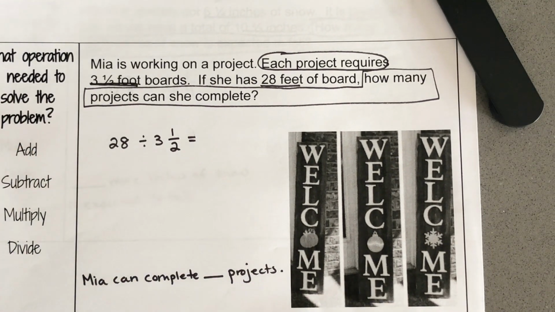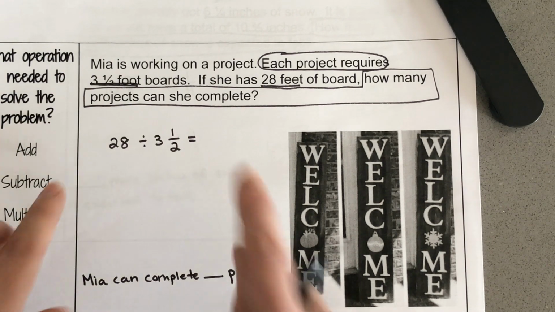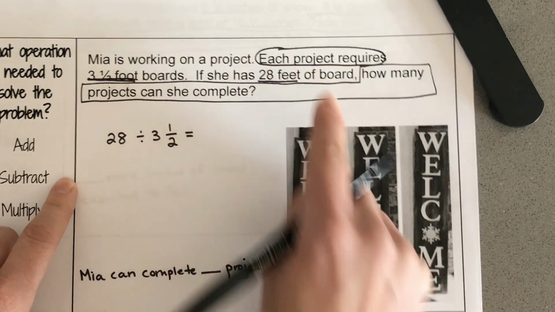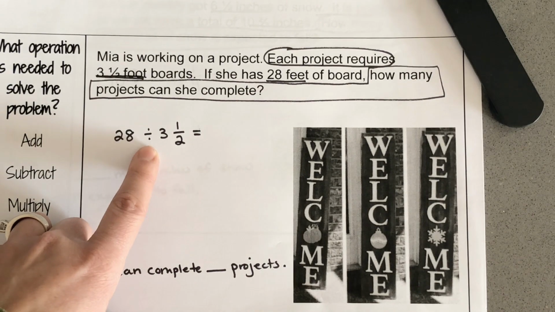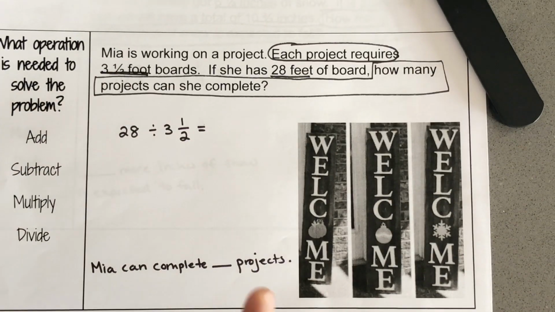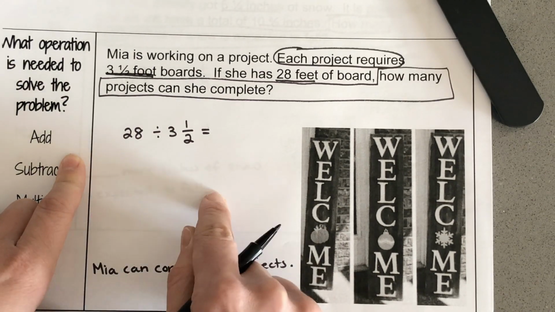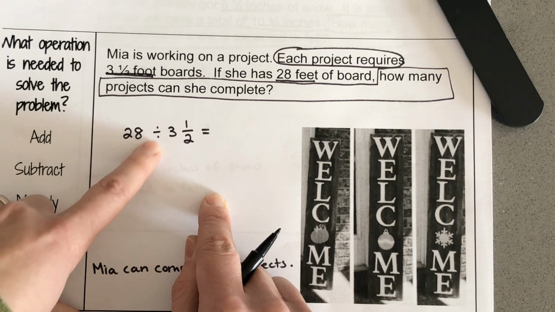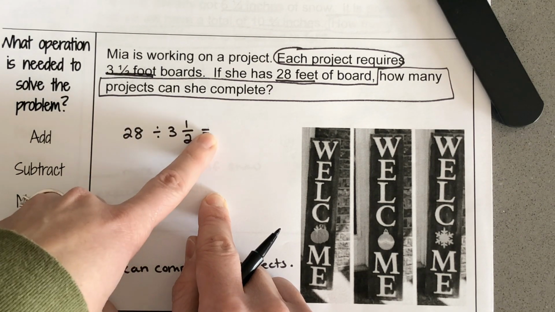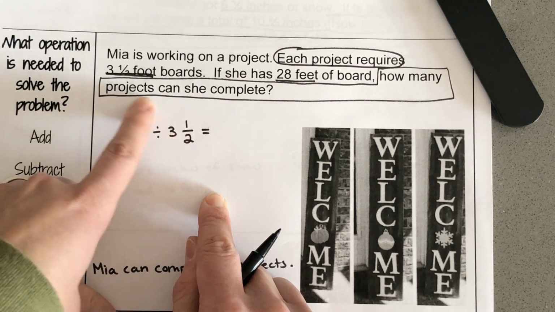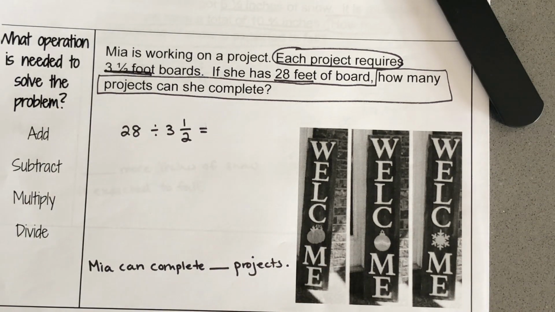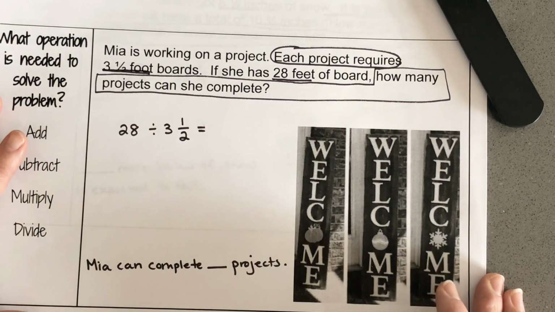So remember, Mia wants to know how many projects she can get out of the 20 feet of board that she has. So we have 28 divided by 3.5. Now, order with the division is really important, right? 28 divided by 3.5 is very different than 3.5 divided by 28. So always think about what is your whole here. And then you can ask yourself, well, I want to know how many times this goes into this. Sometimes asking those questions can be helpful when setting up a problem.